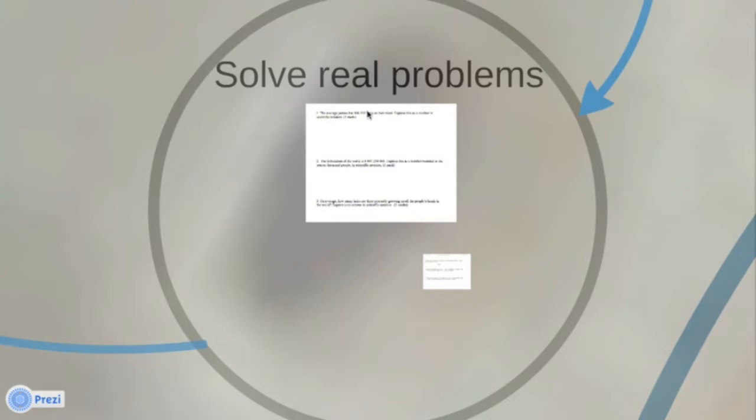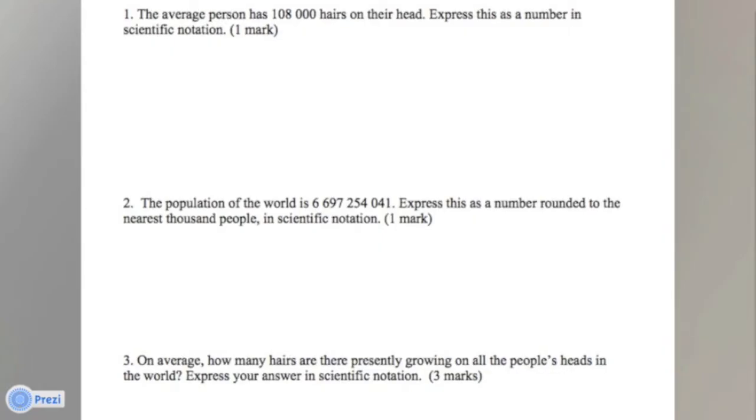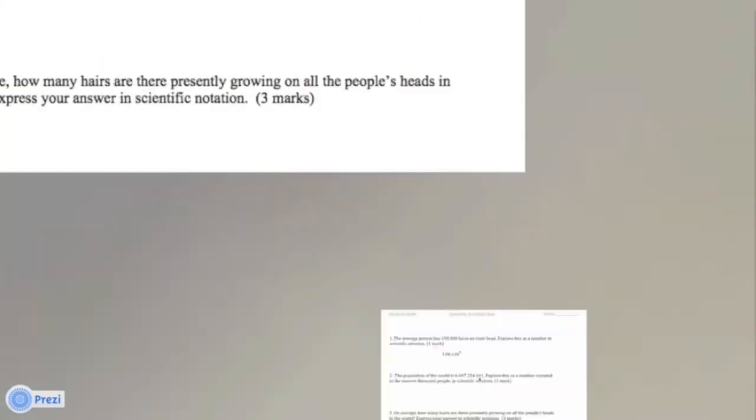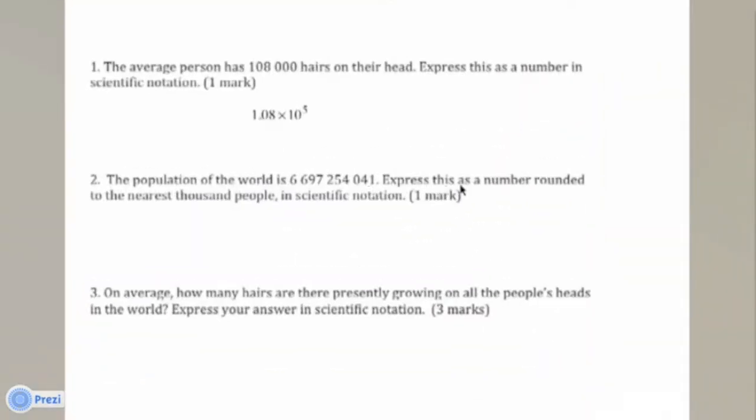All right, so the big goal of everything is to solve real-life problems. And here is a quiz that I gave my students, and it's about how many hairs there are on the human head, and the population of the world, and then they're asked to figure out how many hairs there are in the world, and it's all having to do with scientific notation. Express this as a number rounded to the nearest 1,000 people.